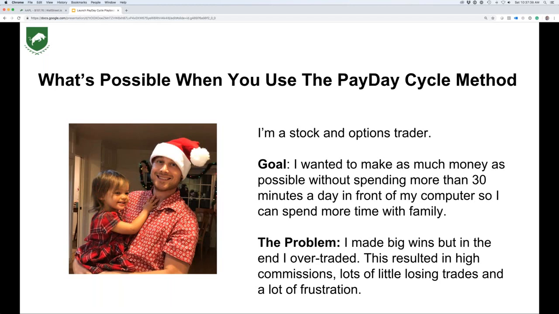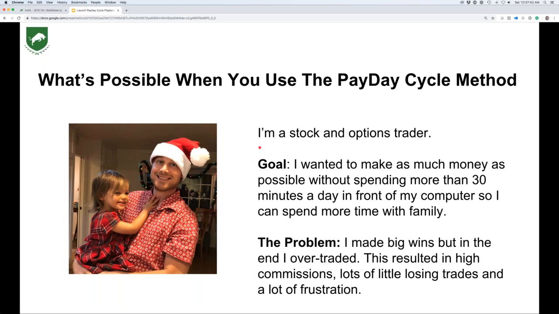I have twins. Their names are Jules and Kelvin. They're turning 3 in 2 weeks. Maybe it's only a week from now, on February 5th. My wife has a degree in physics and nuclear engineering, so we thought Jules and Kelvin were just the perfect names for our kids. I'm a stock and options trader.